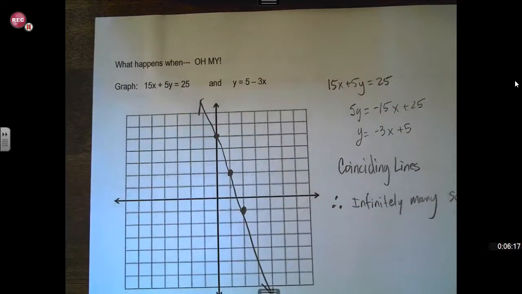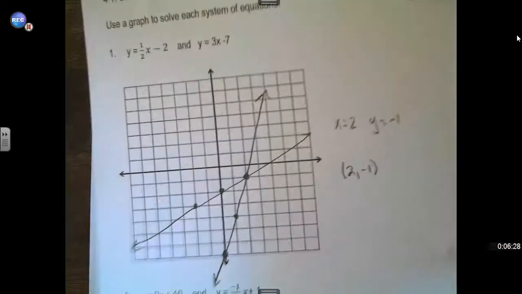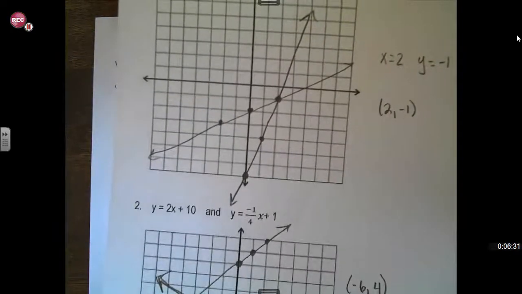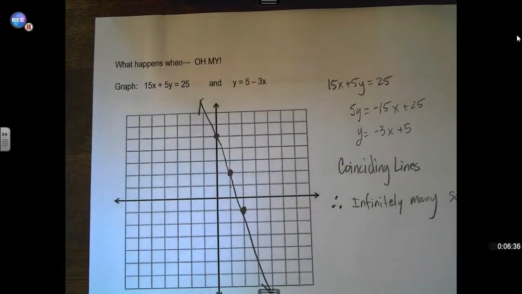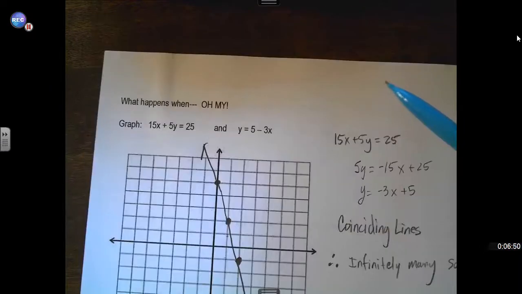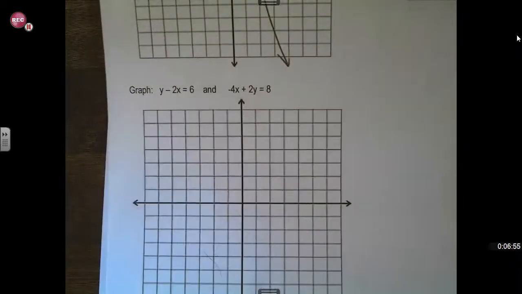That's what I was talking about before: when we solve systems of linear equations, there are 3 things that can happen. They intersect, like they did for my first 2 examples. The lines intersect, we get the point of intersection, everything is golden. Another thing that can happen is that the lines are coinciding, and in that case there are infinitely many solutions. There is a third thing that can happen, and that's what we're going to look at next.